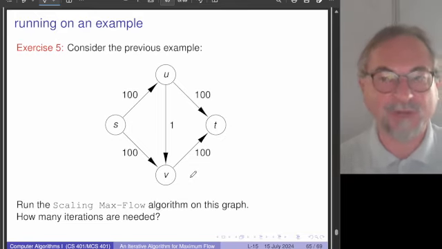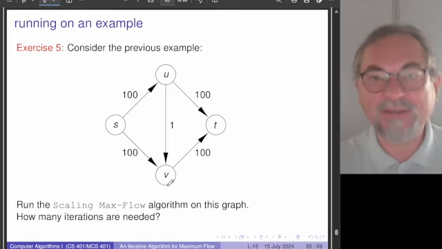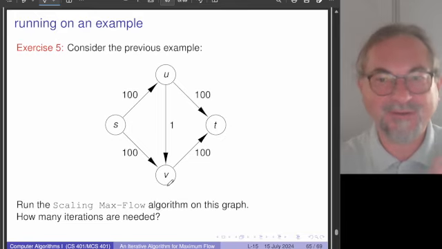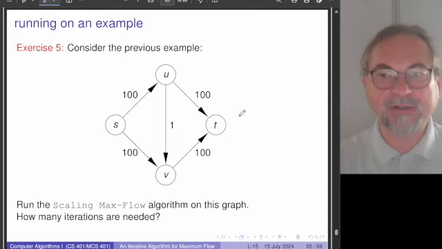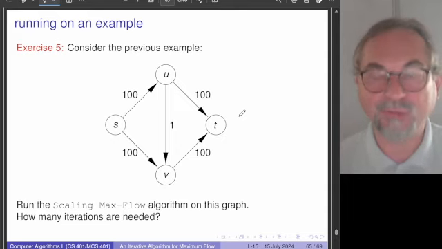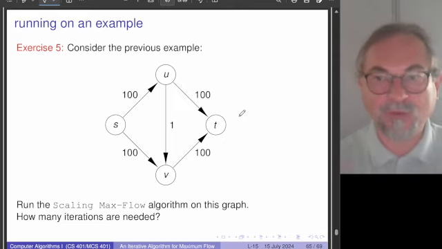256 is simply too large. Also 128 is too large, but then 64 will work. So if you have 64 as your threshold, you will not select the edge going from U to V. So you will immediately have 64, and then in your next iteration you will use 32.